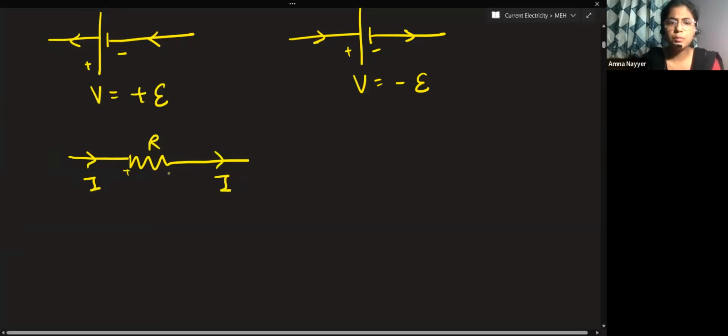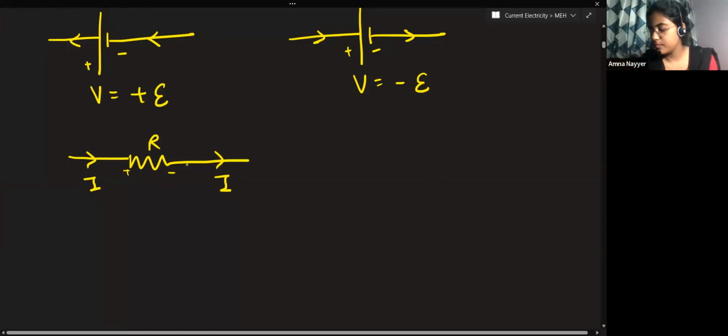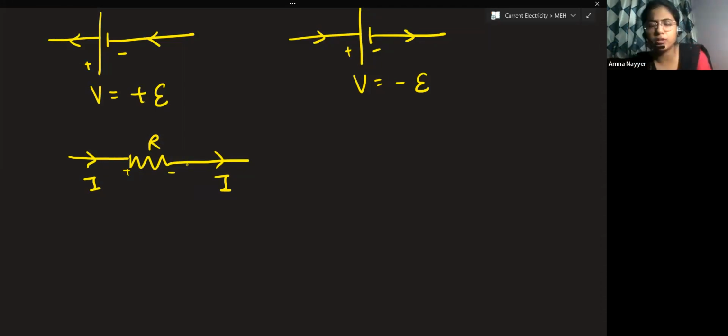So this is the positive side, this is the negative side. Current I is flowing. In the questions when we will be solving, right now I'll only show you. We take a certain direction of motion of our movement. How will we be writing all the values of potential?